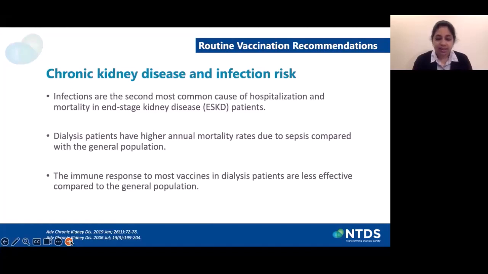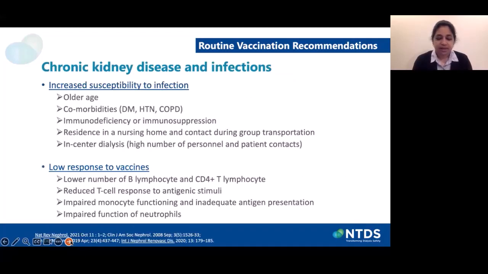One of the challenges is that the immune response to most vaccines in dialysis patients is less effective compared to the general population. Patients with advanced chronic kidney disease are at higher risk of infections. They are generally older with a high number of comorbidities and compromised immune status. Nursing home residents, patients who share transportation to and from dialysis, and in-center hemodialysis patients in close contact with other patients are at increased risk of infections. Their lower response to vaccines could be attributed to several white blood cell factors related to their quantity as well as functional quality, as listed here.